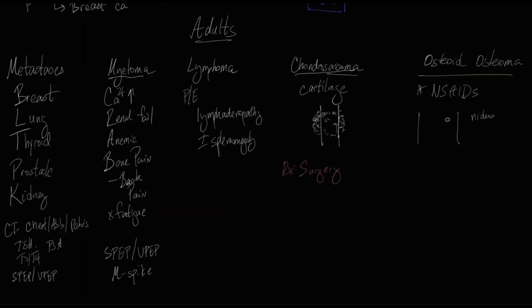And what is coming out of that nidus? Well, what's coming out of that nidus are prostaglandins. And as you know, prostaglandins do respond very well to NSAIDs. Because it is such a small lesion, it is useful to get a CT scan or an MRI, because 3D imaging can show this little nidus.